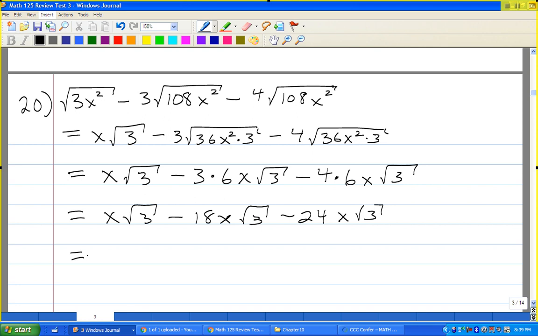Okay, and so they're all now like terms. They're all quantities involving x rad 3's. So I have 1 minus 18 of them minus 24 of them. So negative 18 minus 24 is 42. And so I have 1 x rad 3 minus 42 x rad 3, which is a negative 41 x rad 3.